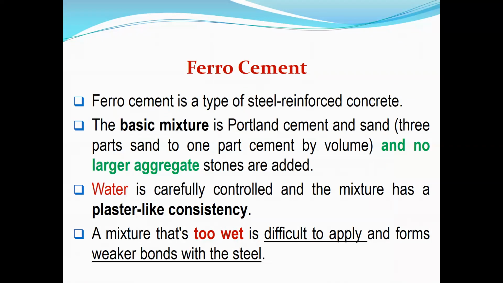So to sum up, ferrocement is a type of steel reinforced concrete. The basic mixture is Portland cement, normal cement, and sand. The ratio is 3 parts sand to 1 part cement by volume, and no larger aggregate stones are added. So it is basically cement and sand. Here, water is carefully controlled so that the mixture attains a plaster-like consistency. A mixture that is too wet is difficult to apply, and it forms weaker bonds to the steel.